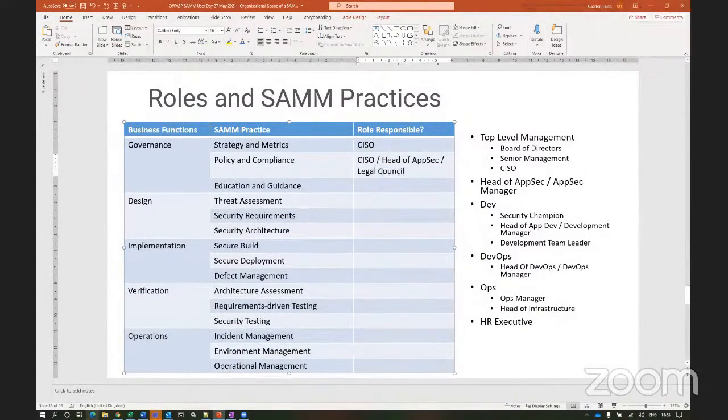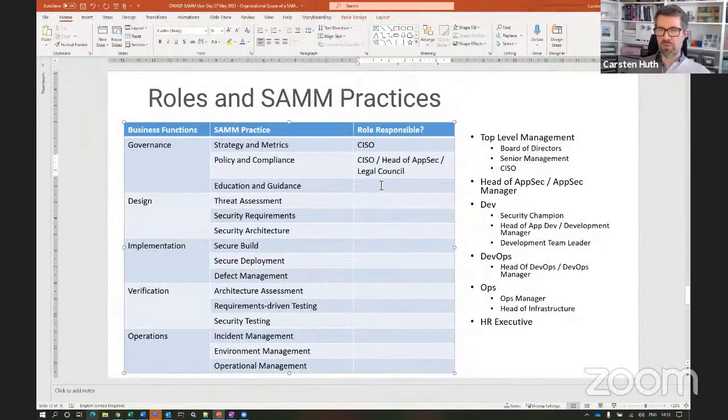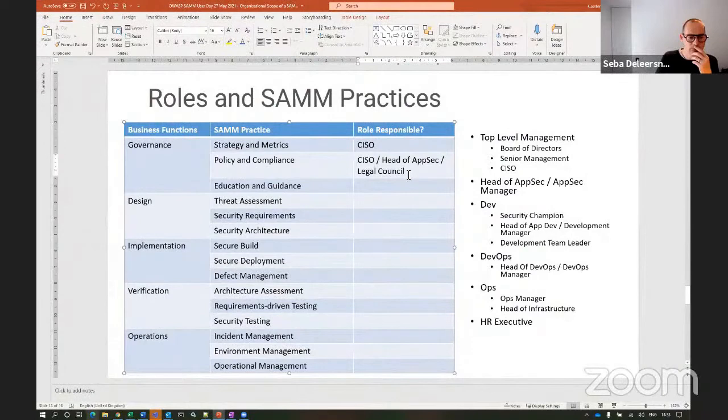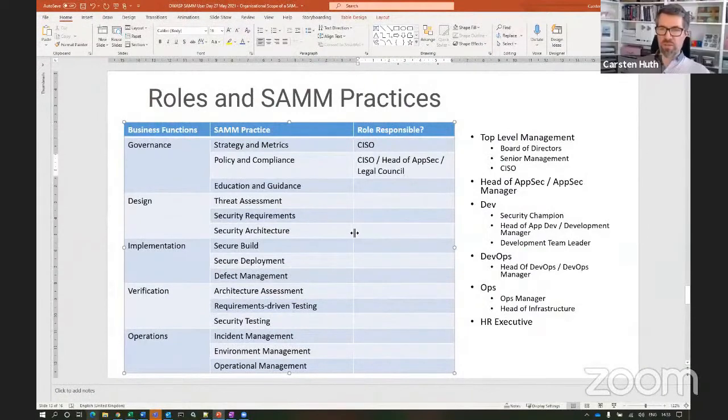Yeah, like I said, it was more off the top of my head. I didn't expect this to be a complete list of roles. But good point indeed. That's actually also from our practical experience the case, that legal is also involved here.